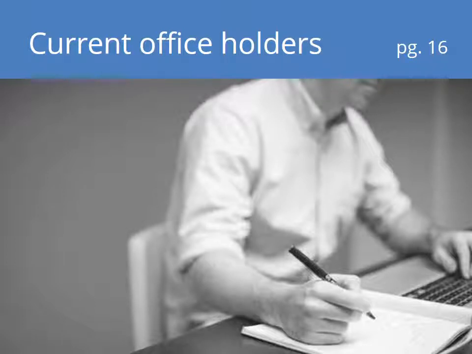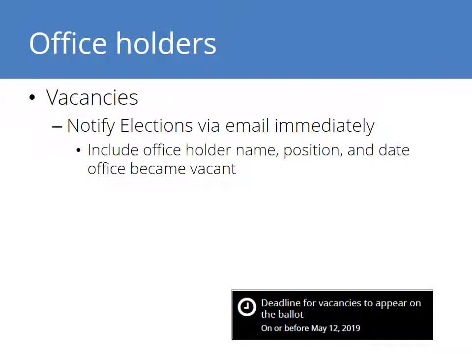Next is current office holders. It is extremely important that King County Elections has accurate, up-to-date information for all current office holders. Our office must be notified immediately of any vacancy that occurs. Even if the vacancy will not cause the office to be up for election that year, we need to know as soon as it happens.